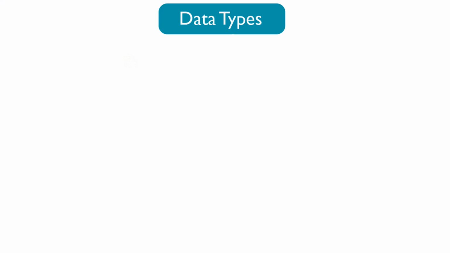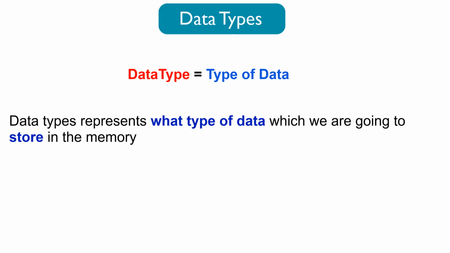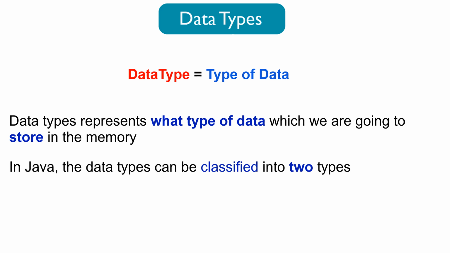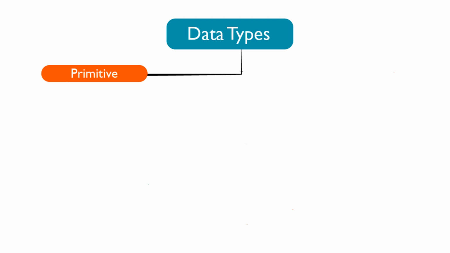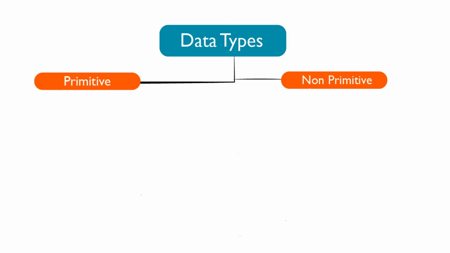Data types. As the name implies, type of data. Data types represent what type of data we're going to store in the memory. In Java, the data types can be classified into two types. Number one, primitive. Number two, non-primitive. So what is this primitive, Rakesh?